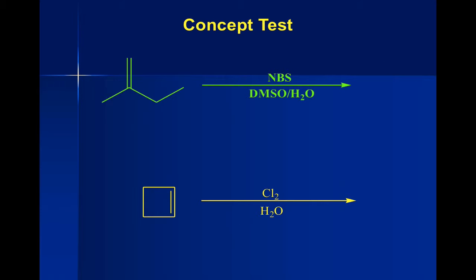So I told you all to do this concepts test. I'm not going to go over that here. Basically, you're getting a bromohydrin in the top example, of course. In the bottom example, you're getting a chlorohydrin. So I suggest you stop this screencast at this moment. Work through those problems on your own. If you have any trouble with them, please come and see me.